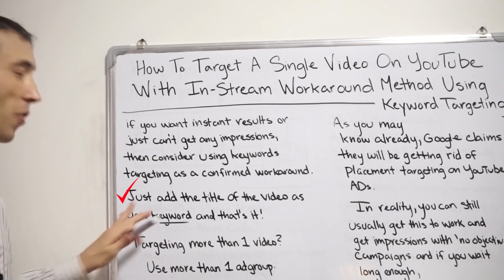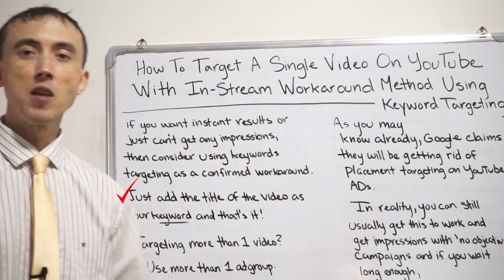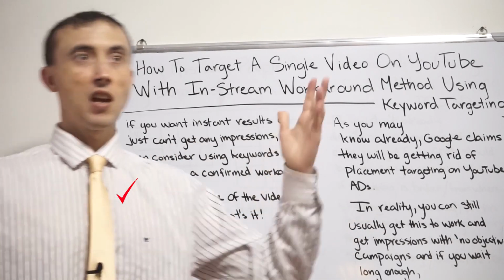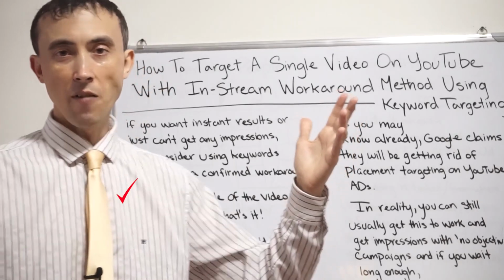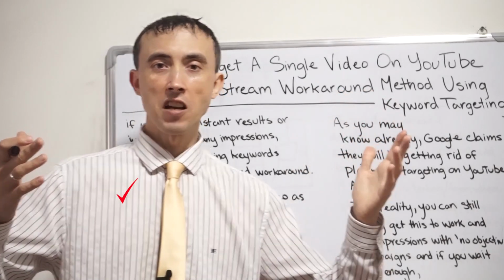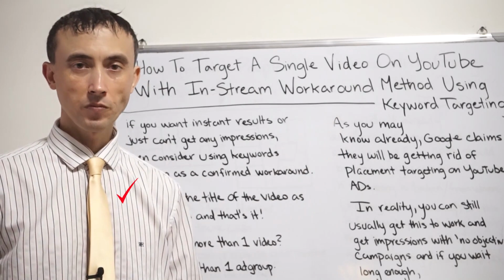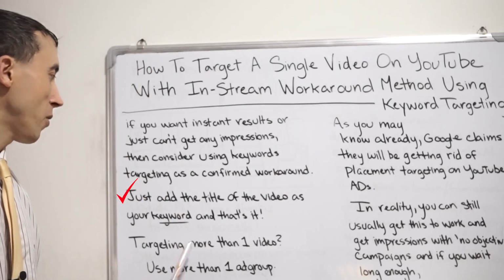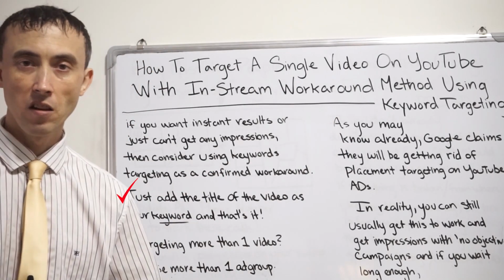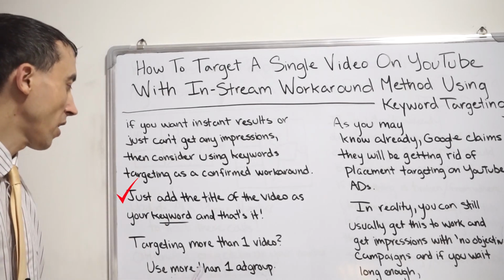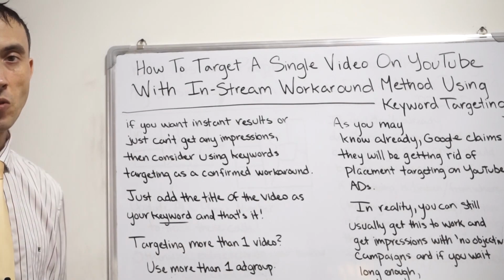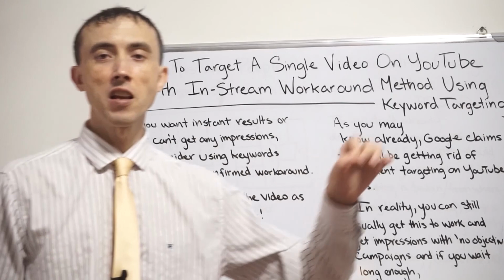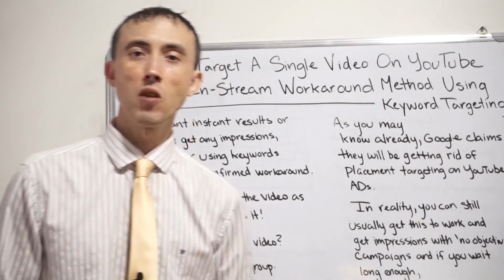Now, if you're wondering, you're saying, Corey, well, I've got 50 videos I need to target here. How do I do this? If you have more than one video to target, you're going to target each video you're targeting in an individual ad group.